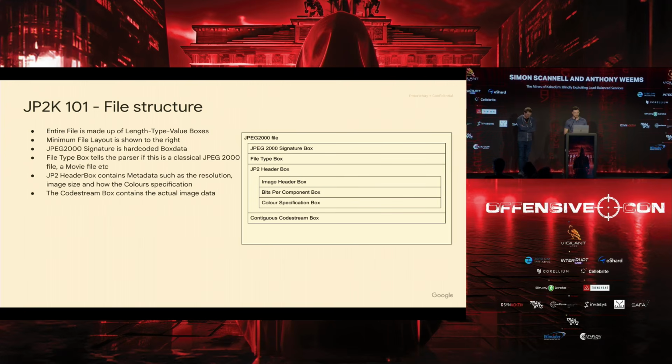The entire file is made up of length type value boxes. And on the right-hand side, you can see the minimum layout for a JPEG 2000 file.